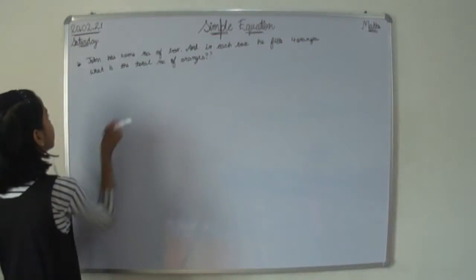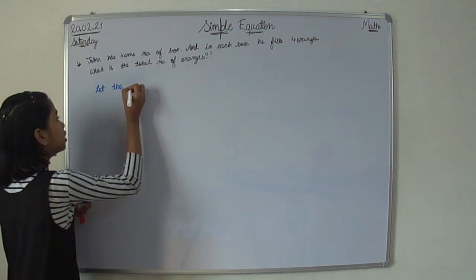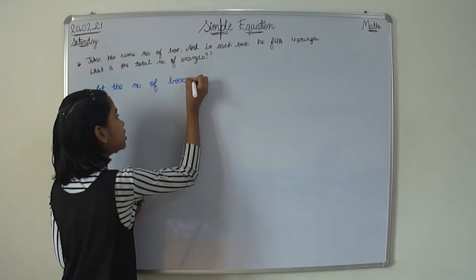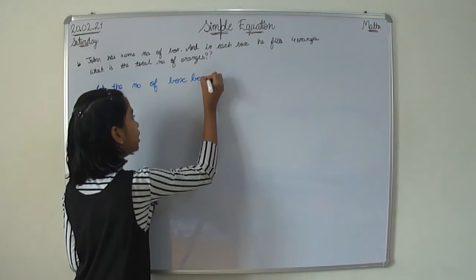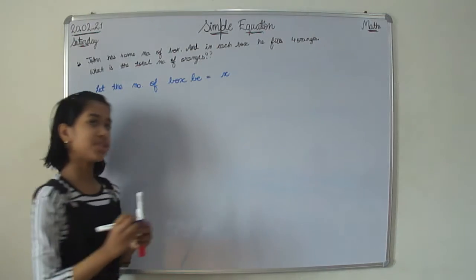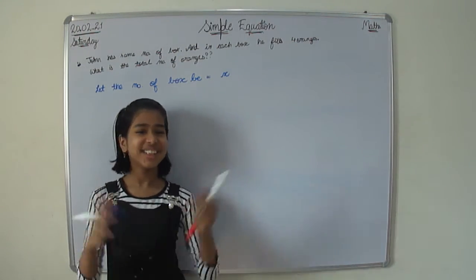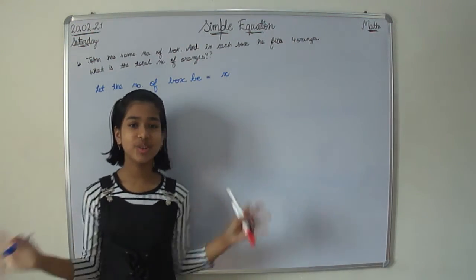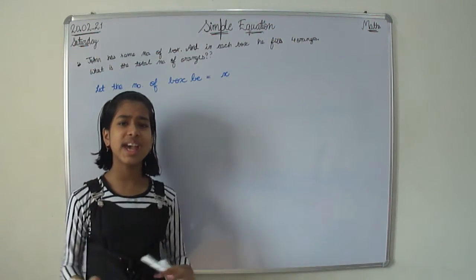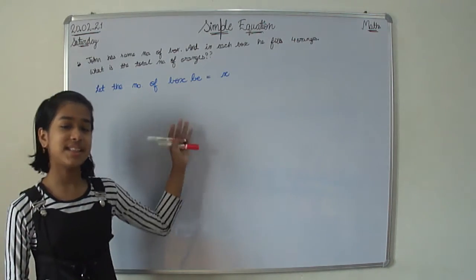So let the number of boxes be, let's say x, okay, our most popular one. Or can we use b as well? We can use any variable, right? We are clear about this. So we can use b, we can use p, we can use x and y and all the variables which you want. So let's use x in this case.